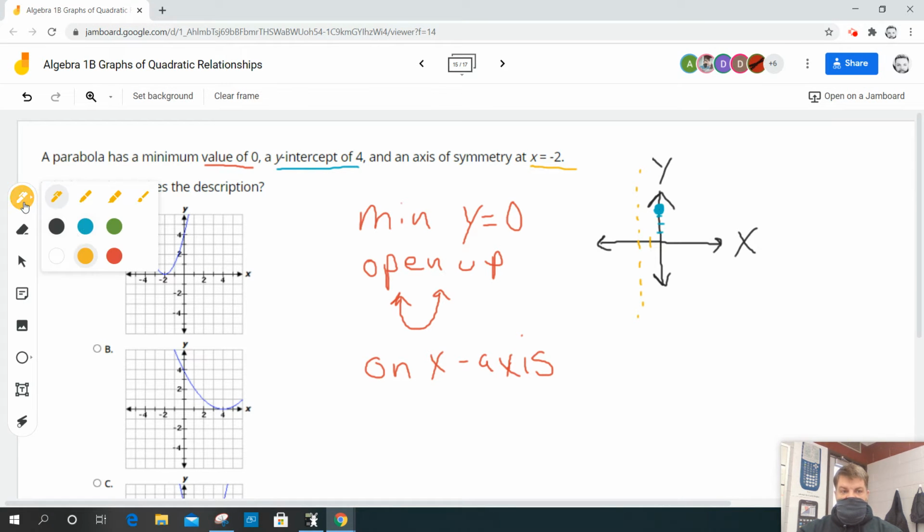Now, line of symmetry means that whatever is on the right-hand side should be equidistant on the left-hand side. So if I go over 2 units this way to get the next point, I'm going to have to go over 2 units this way.